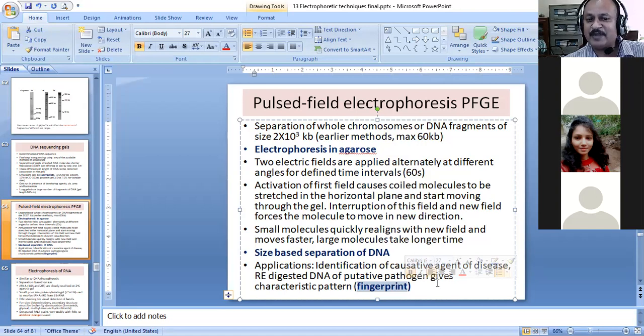What do you understand by pattern? For example, if it is staphylococcus, then you get a particular pattern. Okay. And this pattern is different from, for example, what you said, mycobacterium. Okay. So just by looking at the pattern which is found on the electrophoretic gel, you will be in a position to identify what is the pathogen.